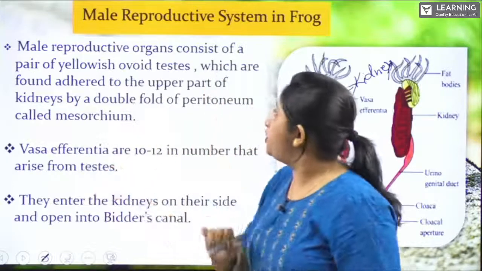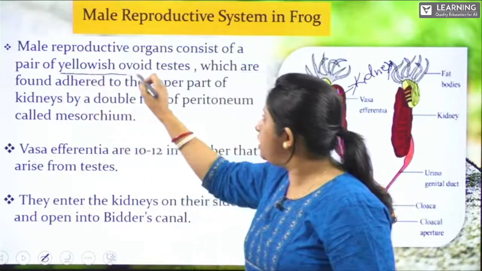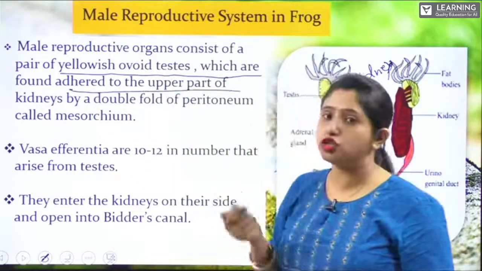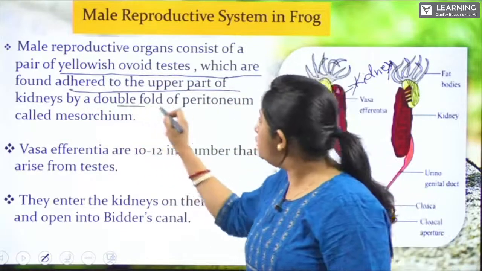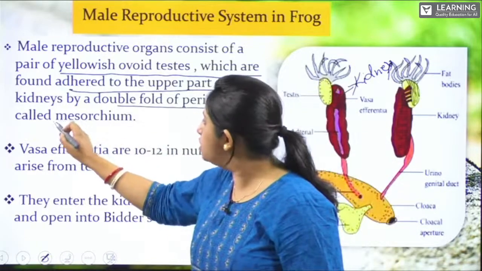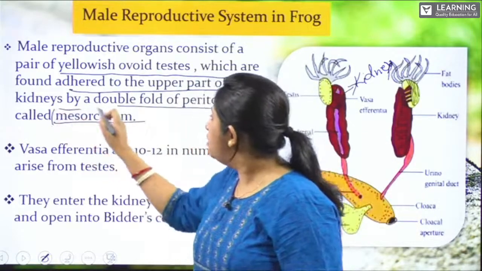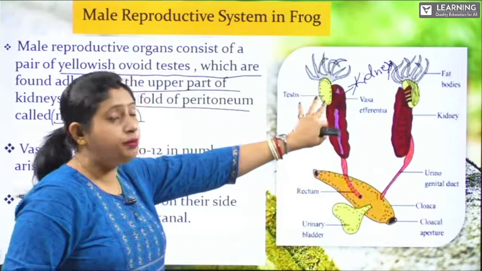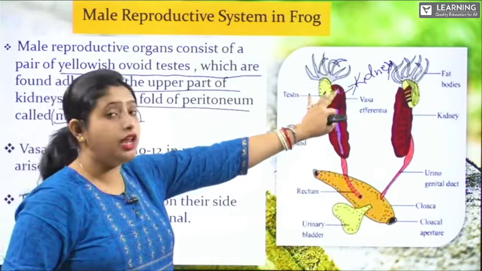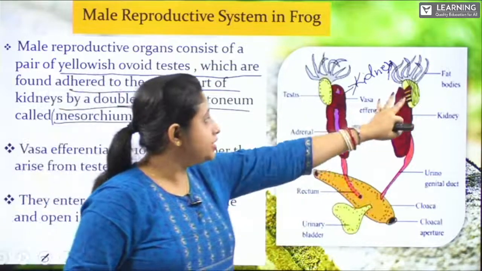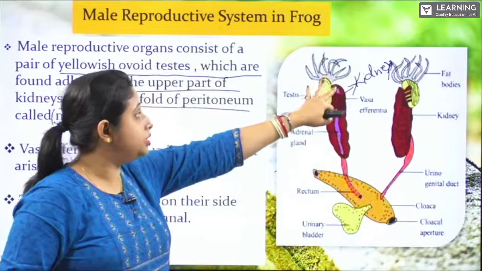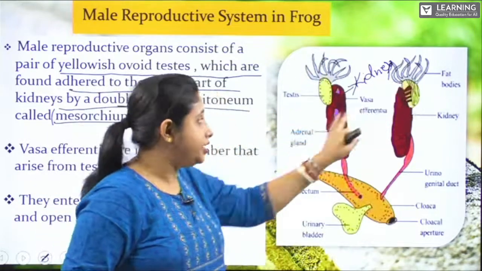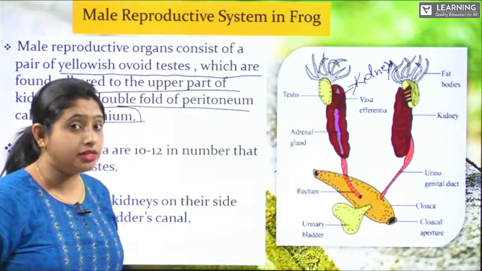The male reproductive organ consists of a pair of yellowish ovate testes which are adhered to the upper part of the kidneys by a double fold of peritoneum called the mesorchium. They are present just at the upper part of the kidney, and they are yellowish in color. On top of the kidneys, near them, there are also fat bodies attached.